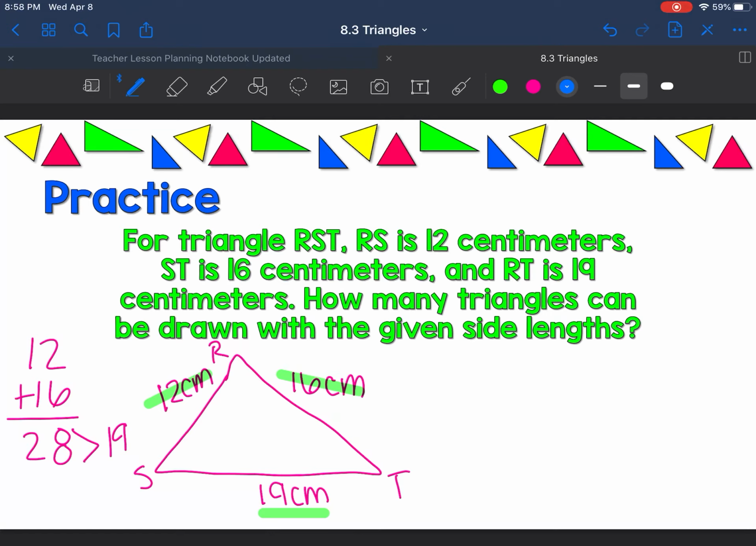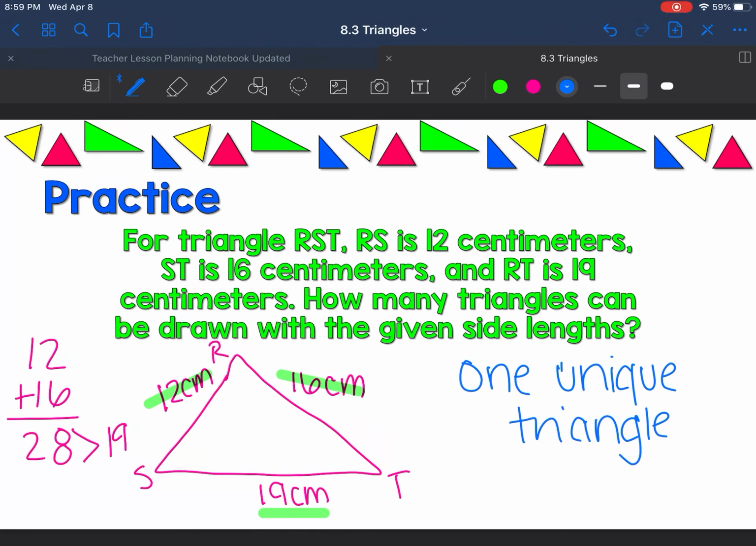So done. All right, now I need to see how many triangles can be drawn from the given side lengths. We'll think back to our different triangle types. What type is it if I have all three side lengths? If I have all three side lengths, then that means that I can only draw one unique triangle. And that's it, guys. That is all that we are doing.